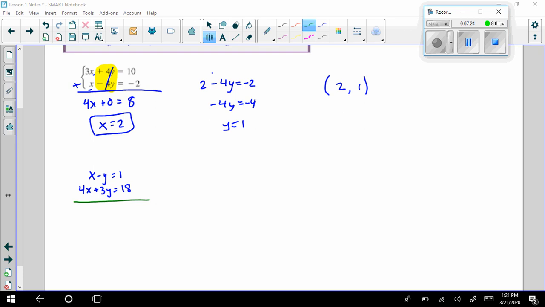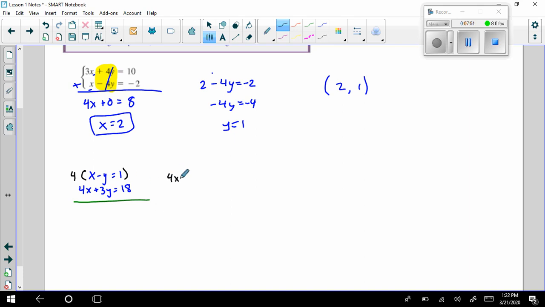Going back to the previous example for a minute, if you're using elimination and it's not already set up for it, just remember that you're going to multiply one or both equations by a value that will make your coefficients line up. So you can choose here if you want to multiply to get the x's to match or the y's to match. It doesn't matter.